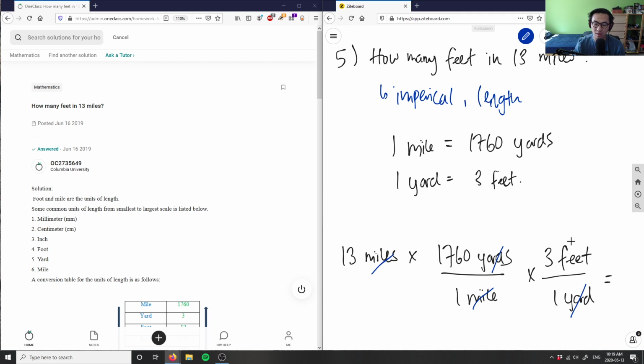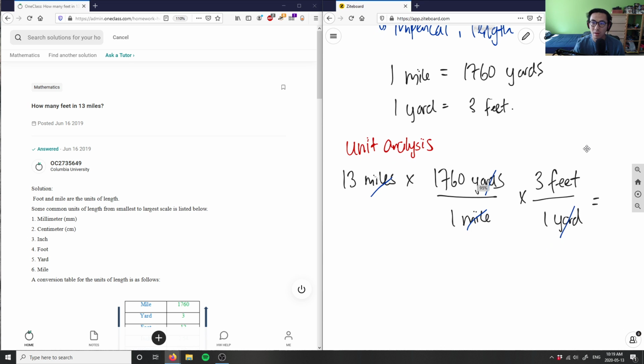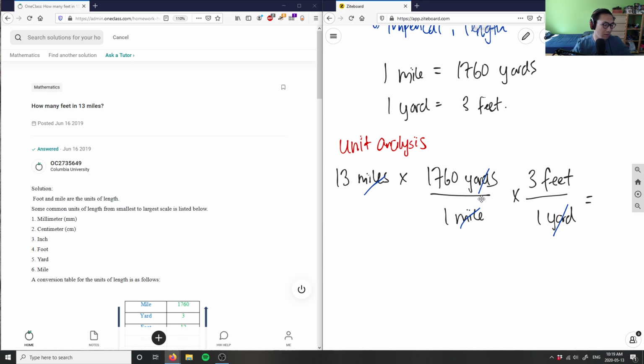So this is called dimensional analysis or unit analysis. It's actually very, very useful, especially in physics, where we have many units to work with. This is a good tool to help us see which units we get at the end.